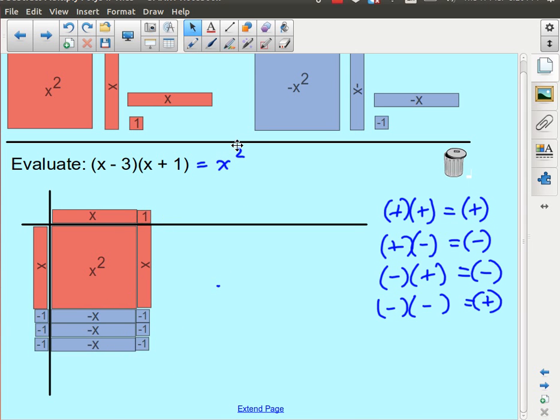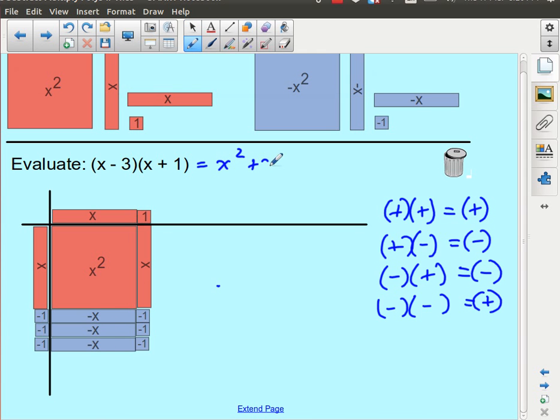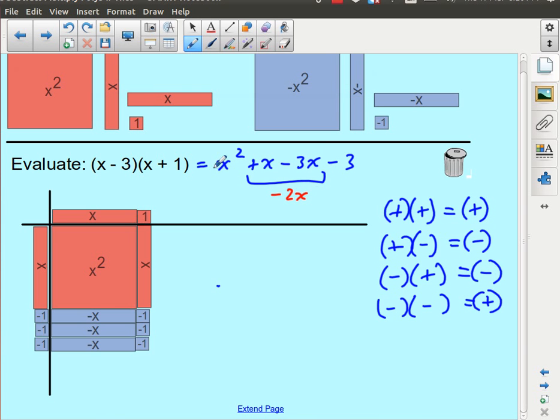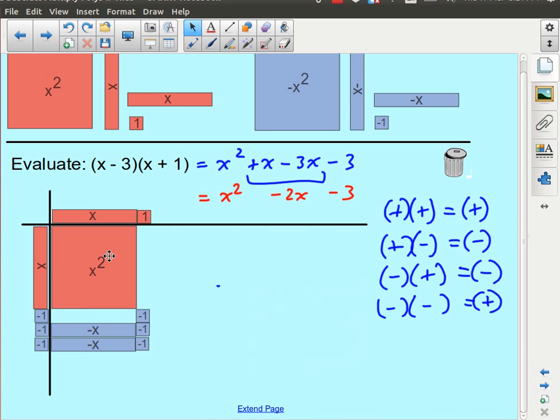I could have written this out: x squared, and then there's a positive x here, and there's minus 3x's there, and there's minus 3. But what do you notice about positive x minus 3x? That's just the same as minus 2x. So this is equal to x squared minus 2x minus 3, which is the result we got when we noticed that these two are going to add up to 0. X squared minus 2x minus 3.